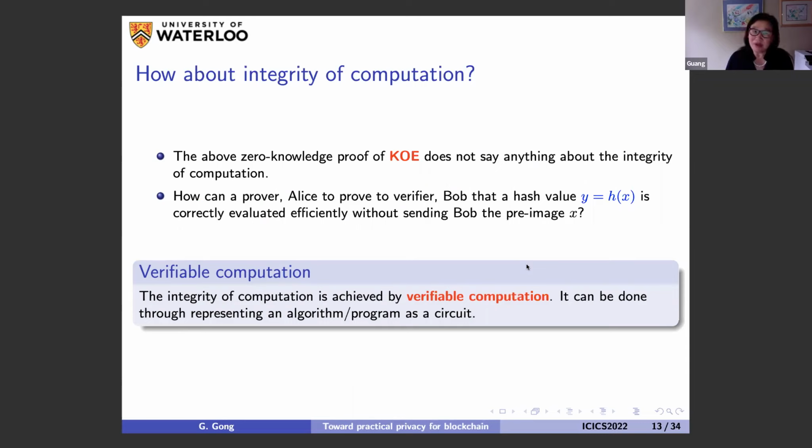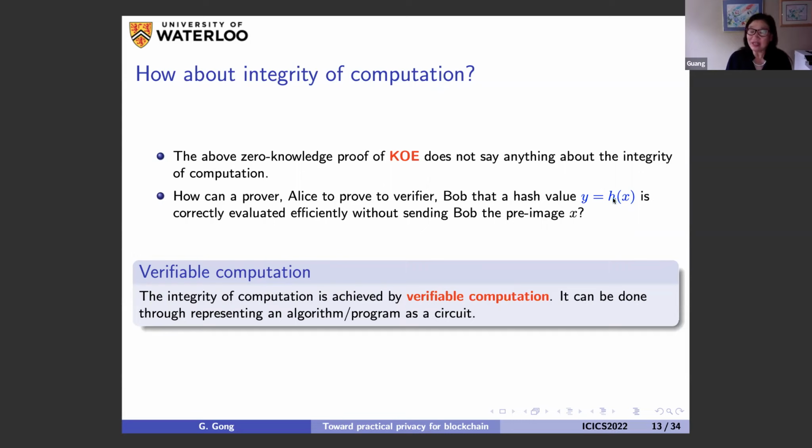However, we ask for more. The problem is integrity of computation, because the protocol you just saw, the proof of KOE, does not say anything about integrity of computation. Another more important problem is, for example, Alice wants to prove to Bob, the verifier, that she hashed the value.